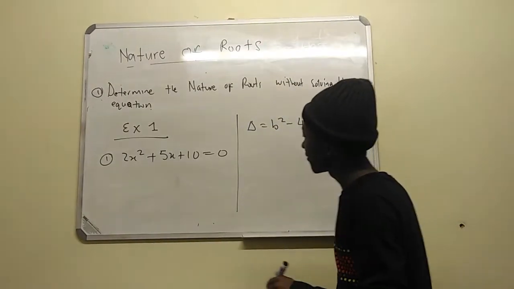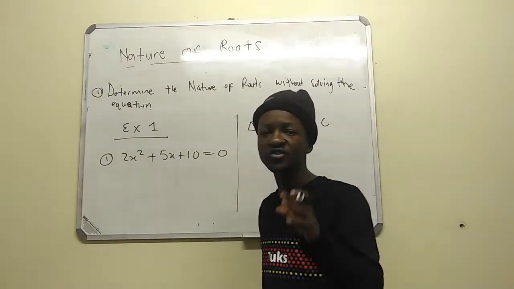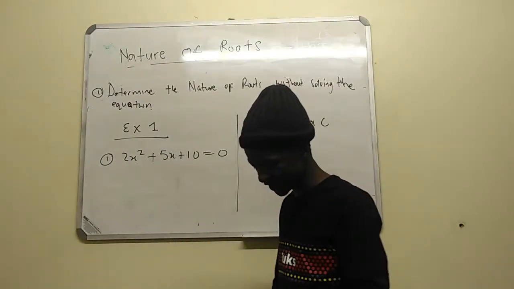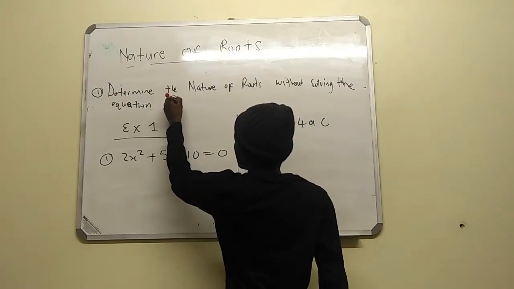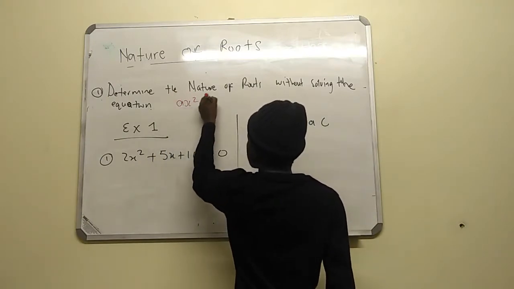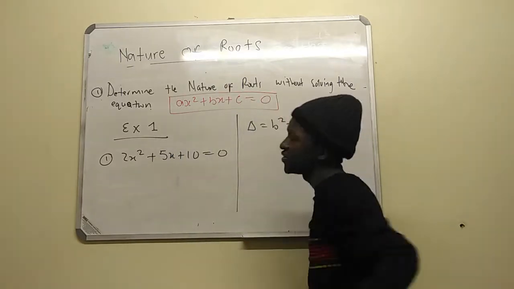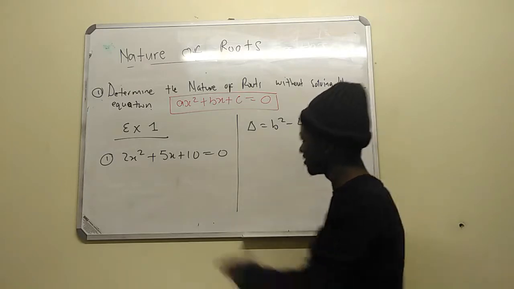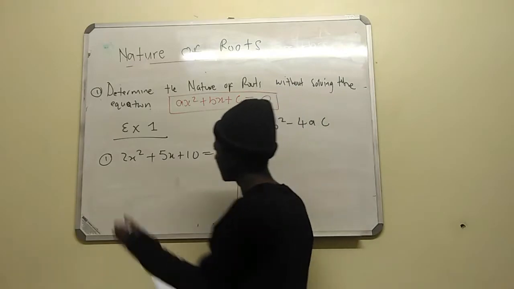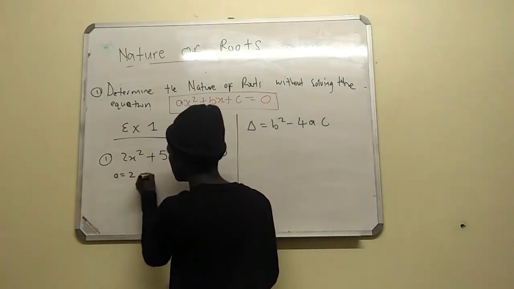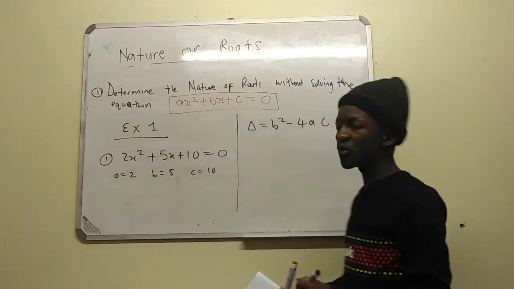Now, from your equation, make sure always that it is in the form ax squared plus bx plus c equals 0. Do I see this kind of equation here? Yes, I can see it. So find the values: a is 2, b is 5, and c is 10. We are not solving any equation.